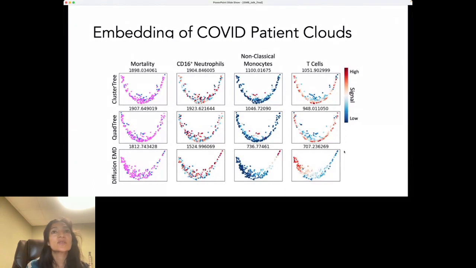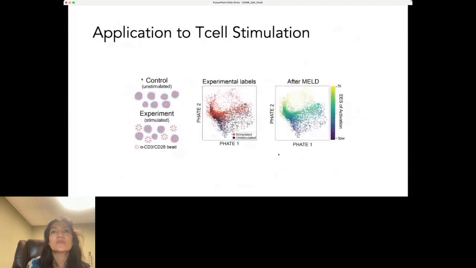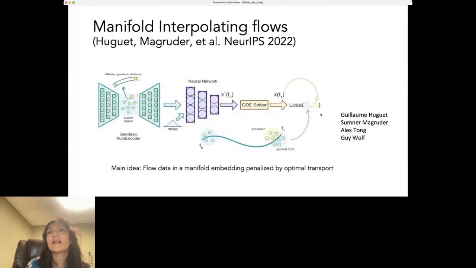But back to our original goal, can we use them in order to transport cellular population from one to the next in order to define a continuous dynamic from these static snapshot data sets? So this was published in NeurIPS 2022. The main idea is, of course, to embed into the multi-scale diffusion distance space that I showed you before. So basically a space where distances are this kind of distance, and then run a neural ODE in that space and penalize by optimal transport to match.